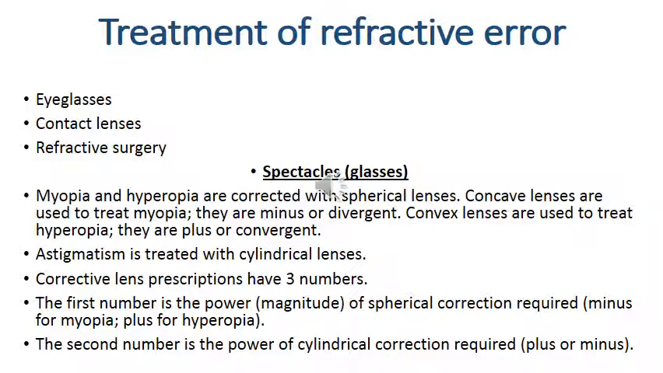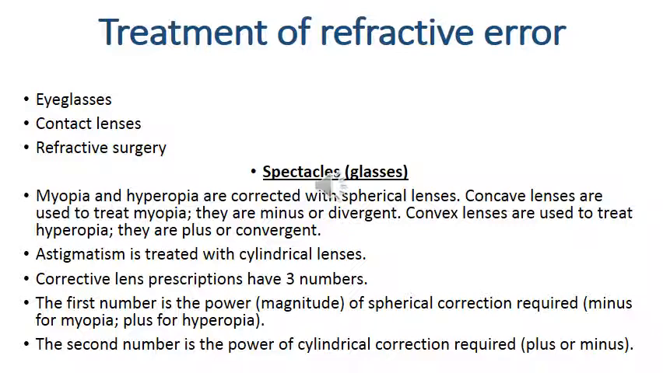For spherical lenses, the lens is either concave or convex. Concave lenses are denoted as minus lenses or divergent lenses and are used for correction of myopia, while convex lenses are denoted as plus lenses or convergent lenses and are used usually for correction of hyperopia as well as in presbyopia. Astigmatism is treated with cylindrical lenses.